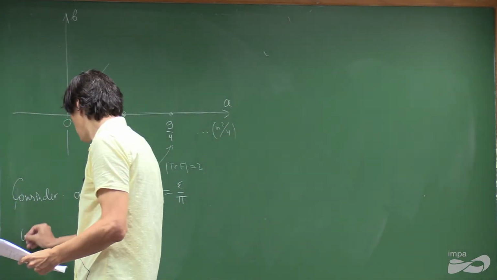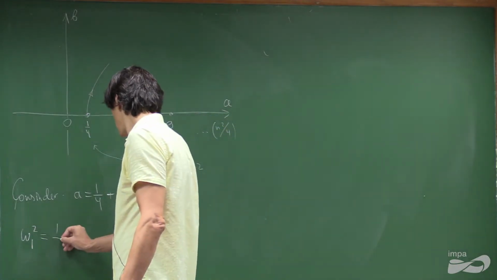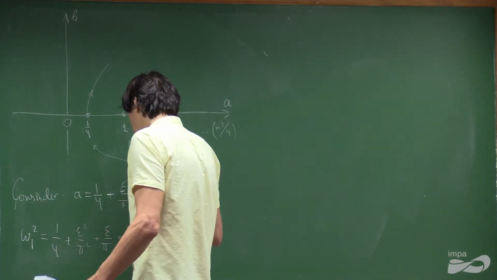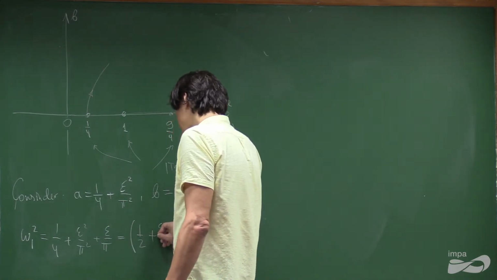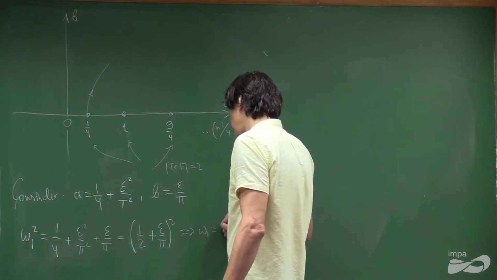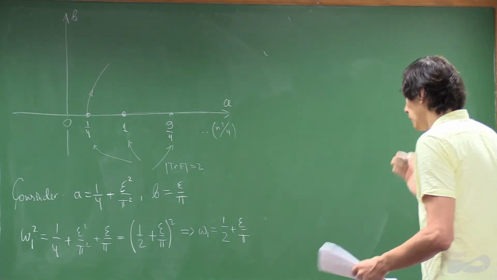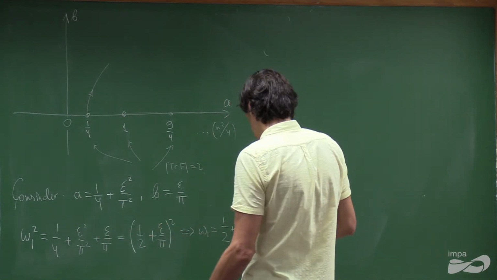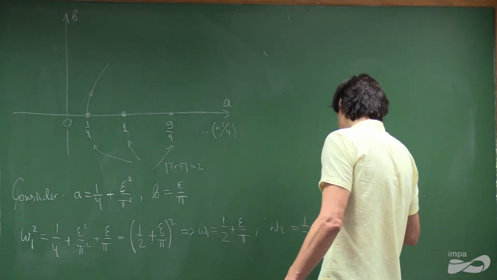In that case, omega 1 squared is a sum, and this is nothing else than 1/2 plus epsilon over pi squared. You can check, right? So it means that omega 1 is 1 over 2 plus epsilon over pi. And you can check that when you put minus here, the minus will come with a minus. It just gives minus there. So omega 2 will be 1/2 minus epsilon over pi. Good.